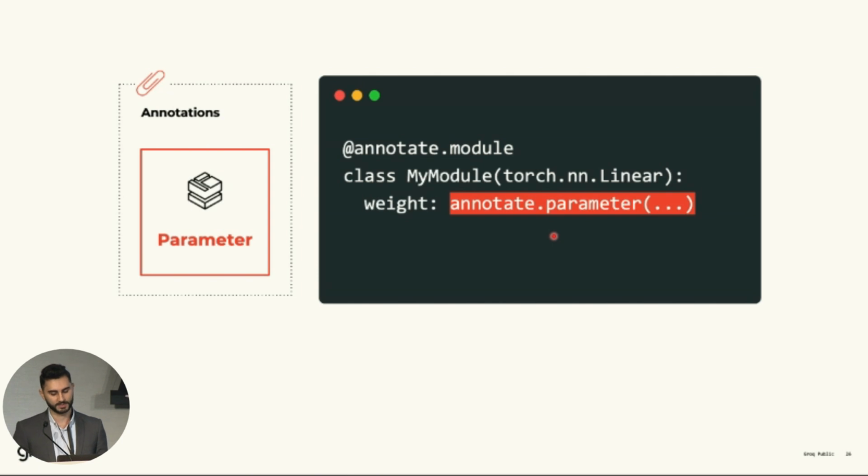The reason for this is because parameters can be used in multiple locations in the forward and backwards functions of modules, so it becomes cumbersome to annotate each use site. So instead, we annotate the declaration.